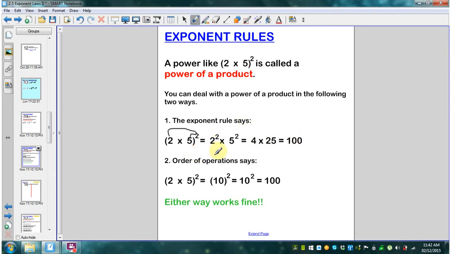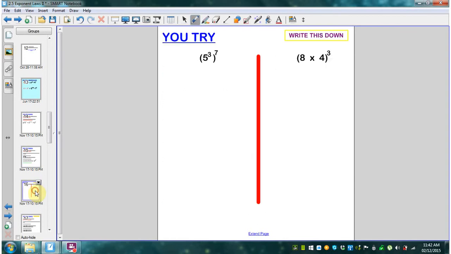Or you can use your order of operations. You can deal with your inside, your brackets first. 2 times 5 is 10. Bring over your exponent. This equals 10 squared or 100. Both answers are the same, which is great. Either way works fine. A lot of people prefer this way. However, this is a good strategy to have in your back pocket. Sometimes you may have to use this to simplify some of your workings. Okay, with those 4 exponent rules in mind, I want you guys to pause the video and try these 2 simple little examples, and then we'll move on.